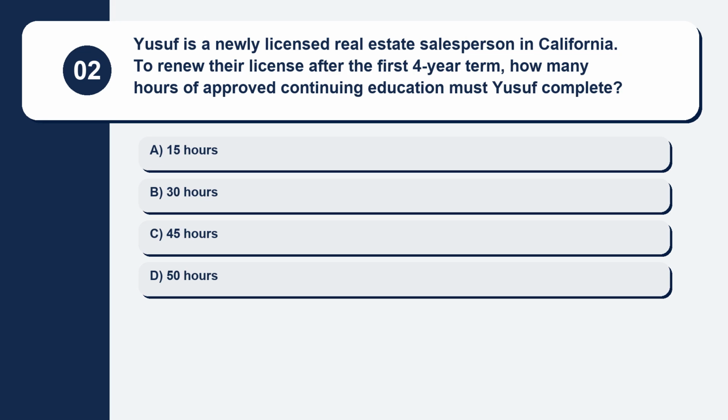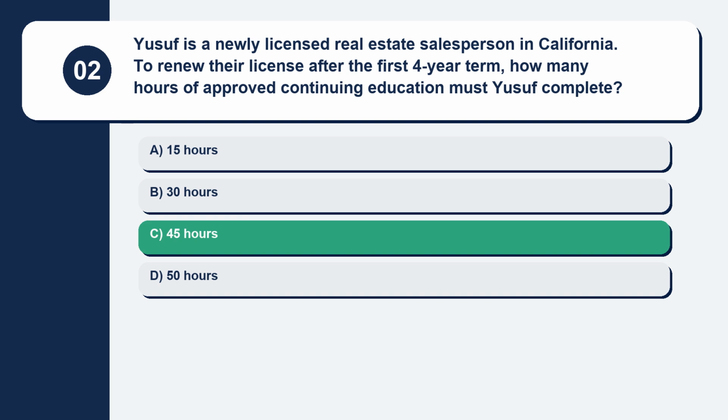Question 2. Yusuf is a newly licensed real estate salesperson in California. To renew their license after the first 4-year term, how many hours of approved continuing education must Yusuf complete? Here are your options. Option A, 15 hours. Option B, 30 hours. Option C, 45 hours. Option D, 50 hours. The correct answer is option C, 45 hours.